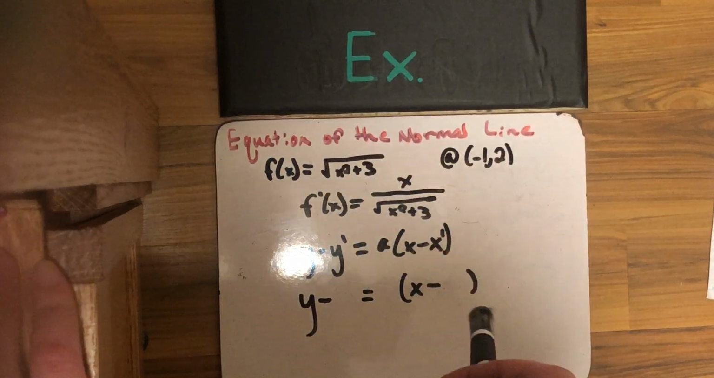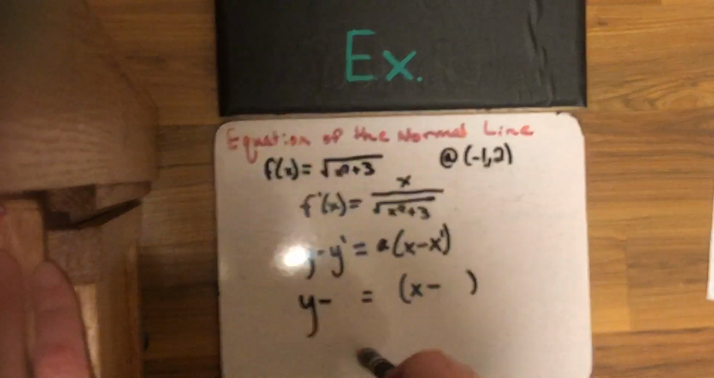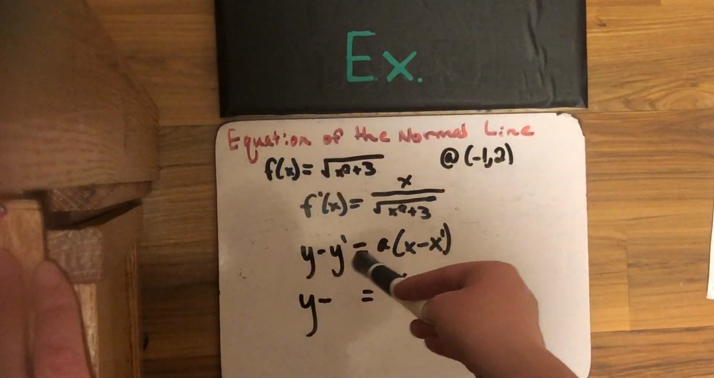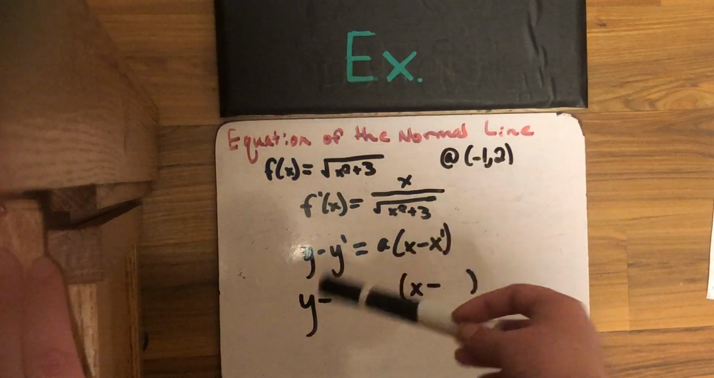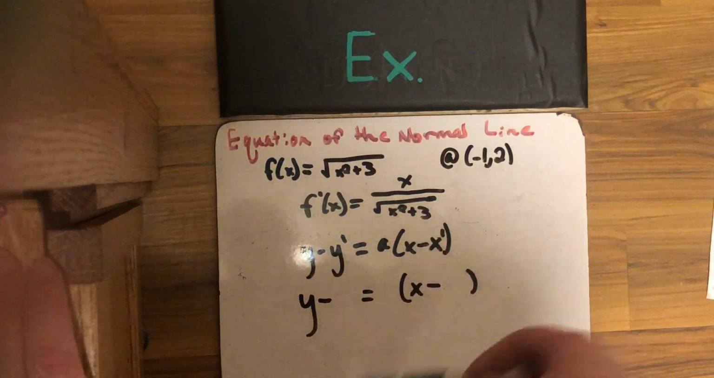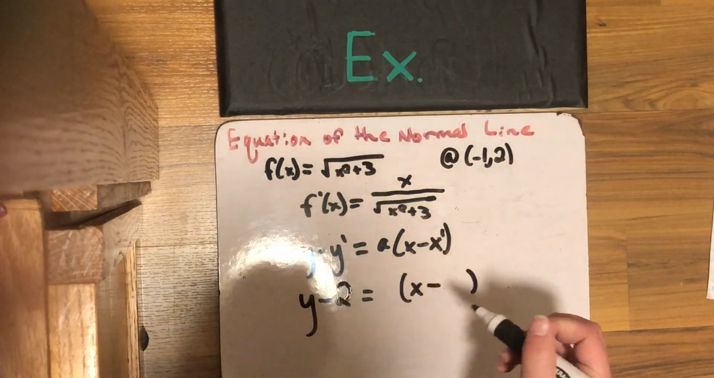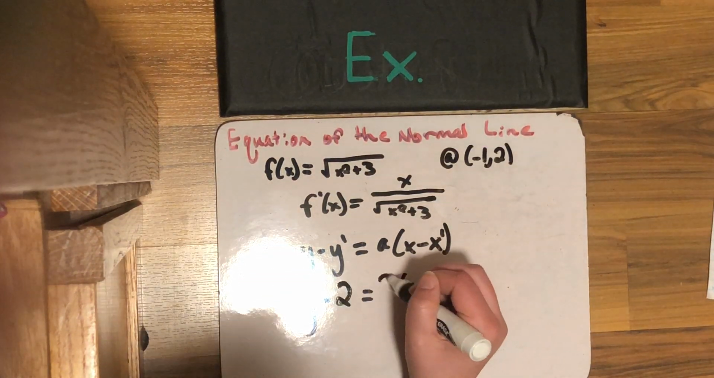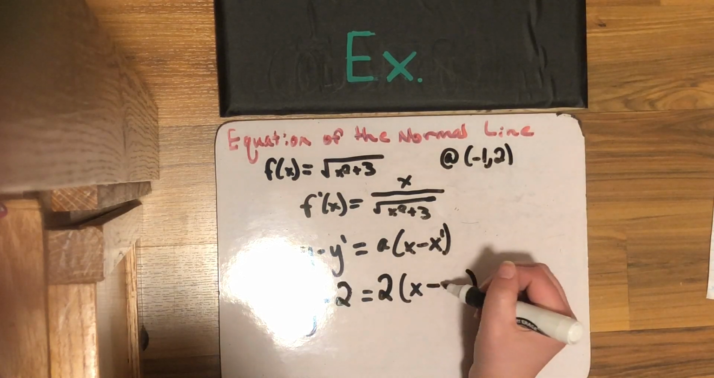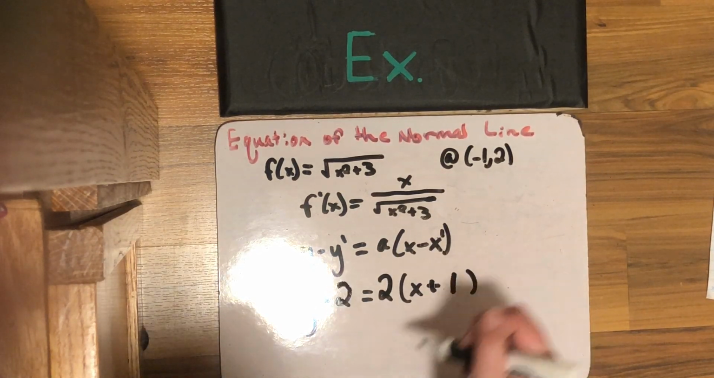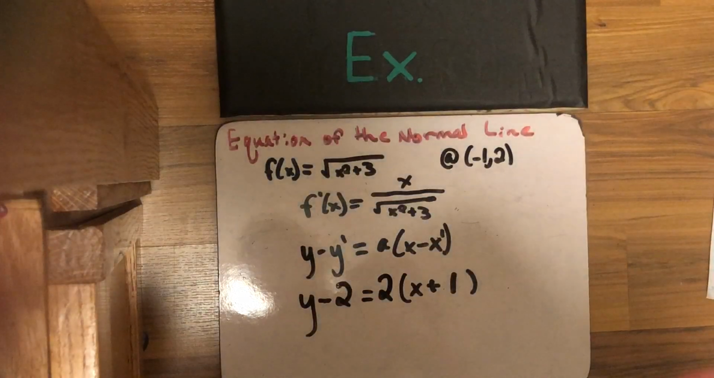For step 3, now you need to plug all of the values you got into the equation. So here we have y minus y1 equals a times x minus x1. This is the equation. We just have to plug in the values. So y minus, the y coordinate is 2. Our slope, we said, for the normal line was 2. And our x coordinate is negative 1. So we're going to end up adding 1. So y minus 2 equals 2 times x plus 1.